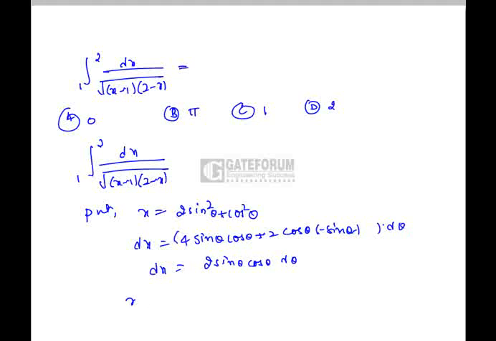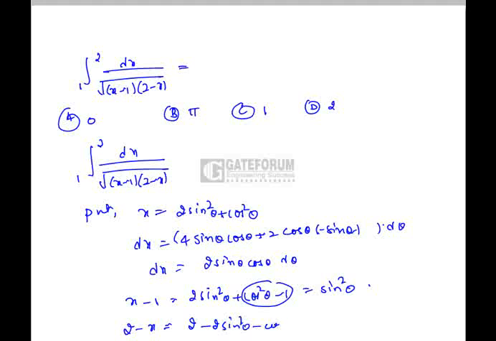Now x minus 1 will be 2 sine square theta plus cos square theta minus 1. Cos square theta minus 1 is nothing but minus of (1 minus cos square theta), which is minus sine square theta. So 2 sine square theta minus sine square theta is sine square theta. Similarly, we'll find the value of 2 minus x, which is 2 minus 2 sine square theta minus cos square theta. If I take 2 common, it will be 2 (1 minus sine square theta) minus cos square theta, which is 2 cos square theta minus cos square theta. Again, the result will be cos square theta.